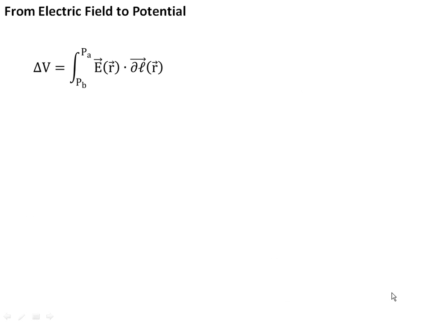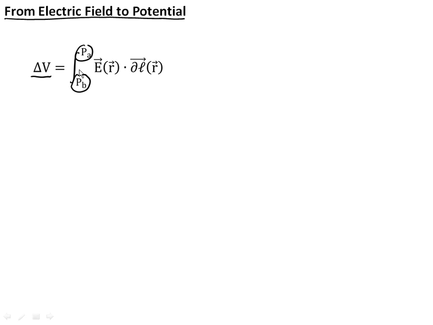Now that we know how to multiply two vectors together and get a scalar using the dot product, we are basically able to convert from electric fields to potentials. There are three different cases we want to consider of converting from electric field to potential. The first case is we want to know the potential difference between 2 points, point A and point B. This is the example we did earlier.